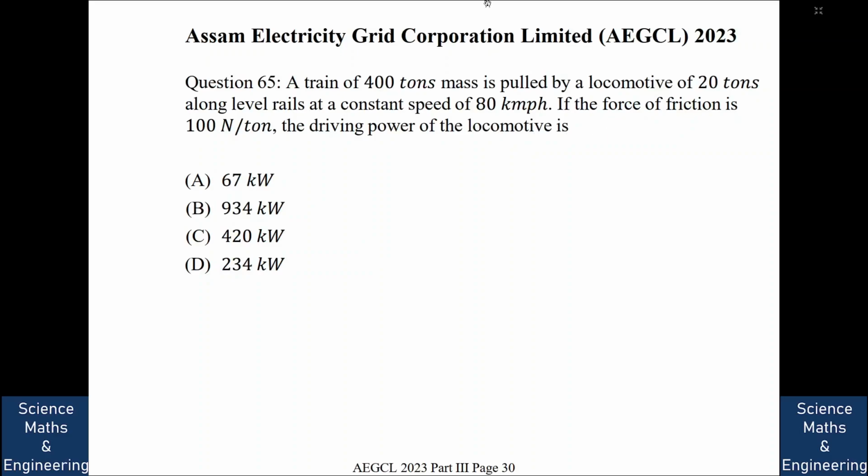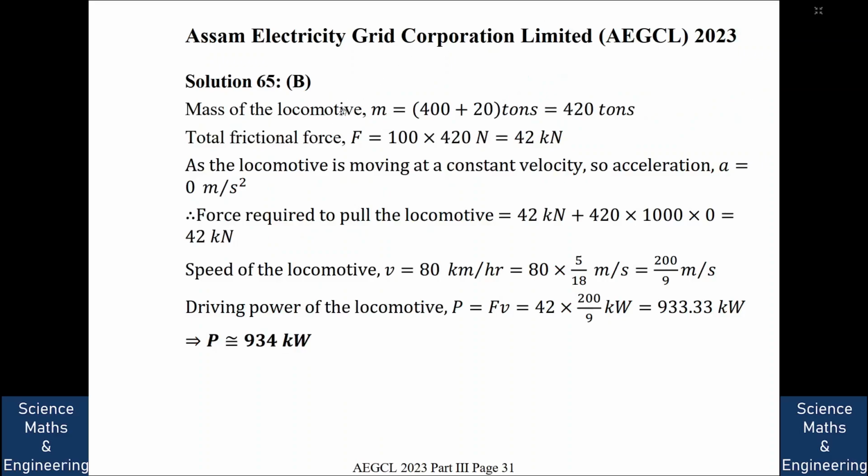Now see, total mass would be equal to 400 plus 20 ton. So our mass of the whole locomotive, including train and the locomotive, would be then 420 ton. Now frictional force is how much? 100 Newton per ton. So it will be 100 into 420 Newton. So it is 42 kilonewton. Now the locomotive is moving at a constant velocity. So acceleration A is 0. So force required to pull the locomotive would be just this 42 kilonewton, that is to overcome the frictional force, and no extra acceleration is there. So it is 42 kilonewton.